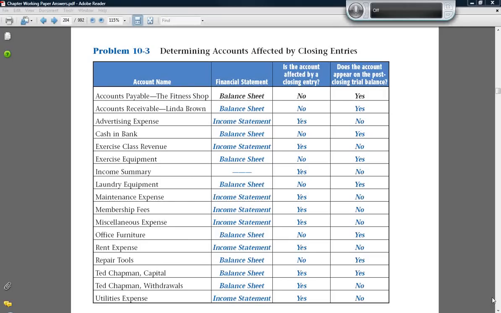Okay, so a good rule is to understand the difference between temporary and permanent accounts, to be able to distinguish between assets, liabilities, owner's equity, revenue and expenses, and the financial statements they appear on, and whether they're affected by closing entries and appearing on the post-closing trial balance.